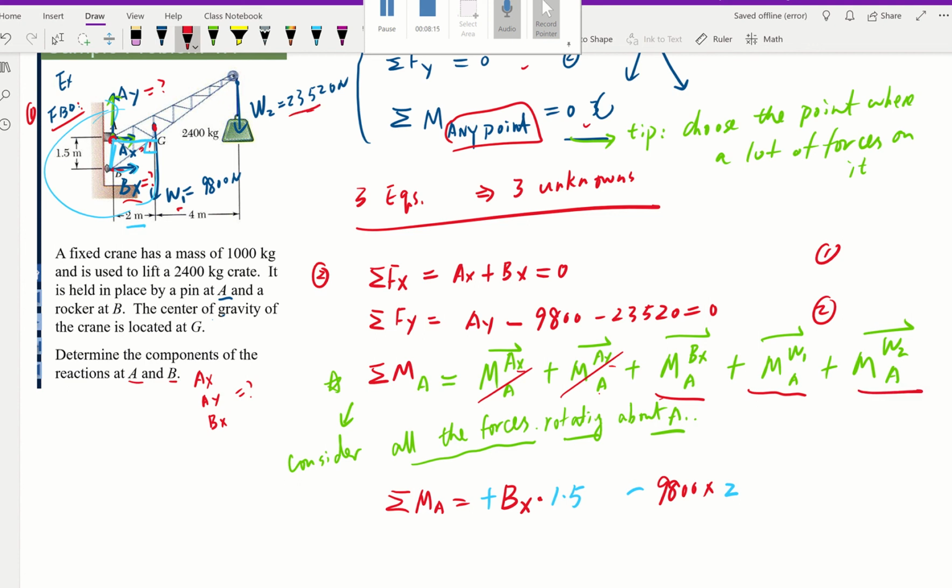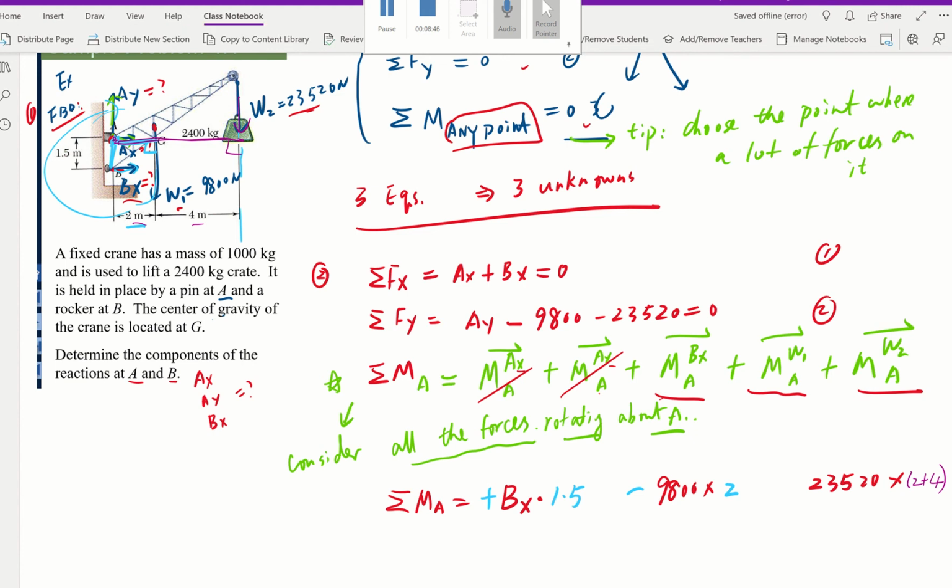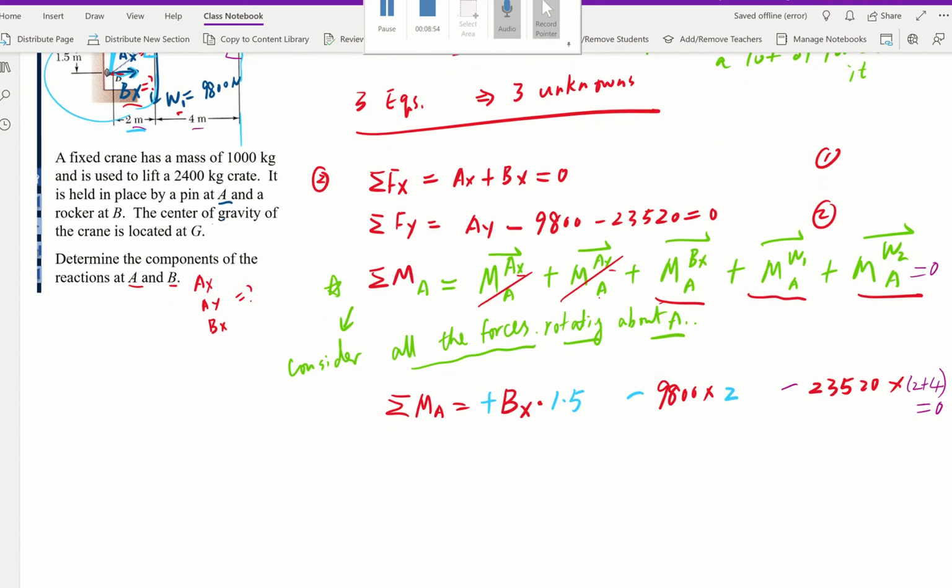So we have the weight of the crate. Force is 23,520 Newton. And the moment arm, again from A, in purple would be this, right? That's going to be our moment arm. And that distance will be 2 plus 4. And that rotation, rotating about A, is also clockwise rotation. So that's going to be negative. All of those together are going to give us equal to 0. So we have our third equation.